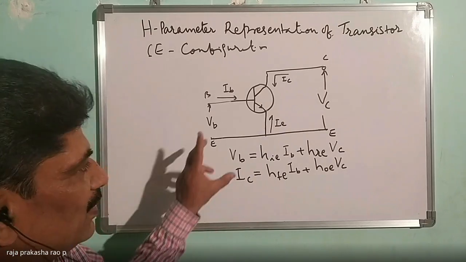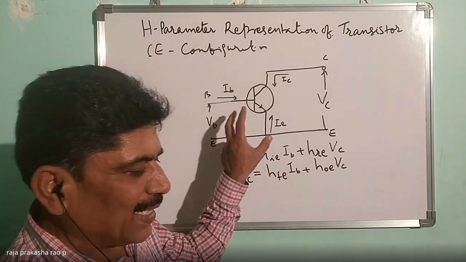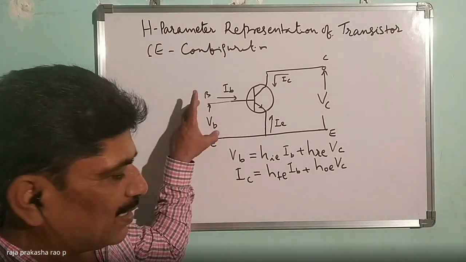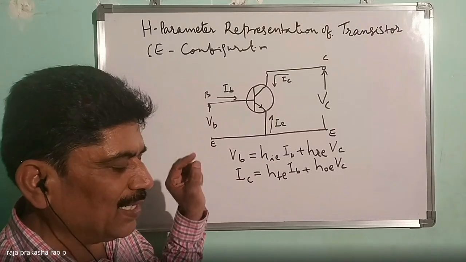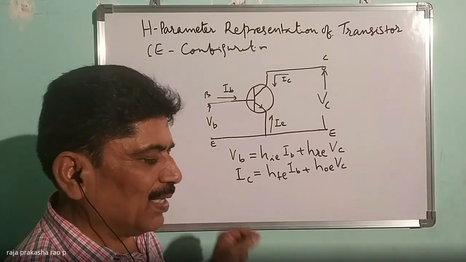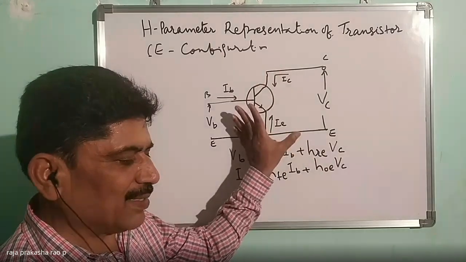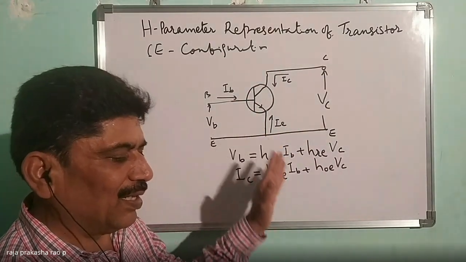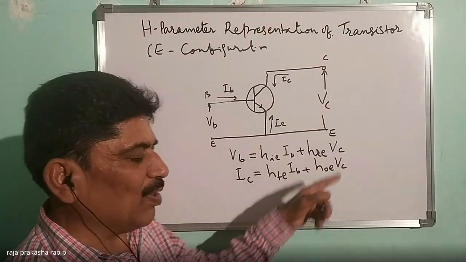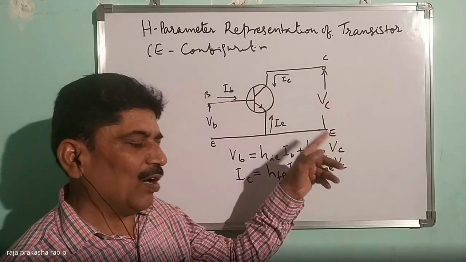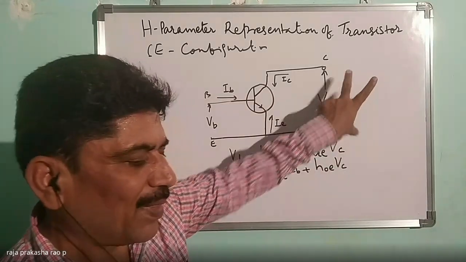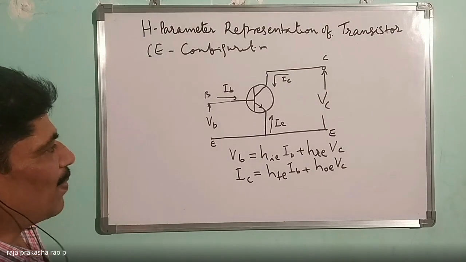Just for understanding, say I have drawn the transistor. For this transistor, at the input terminals, you have to connect a source, that is the input signal. That will be amplified by this transistor, and that amplified signal will be available at the output. We will see that later on.